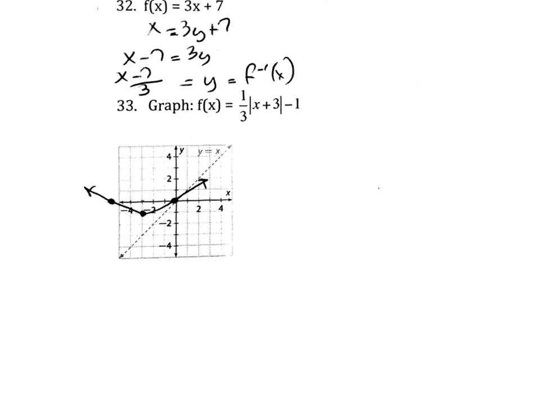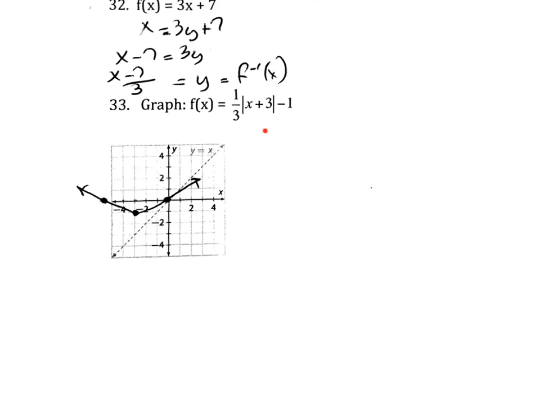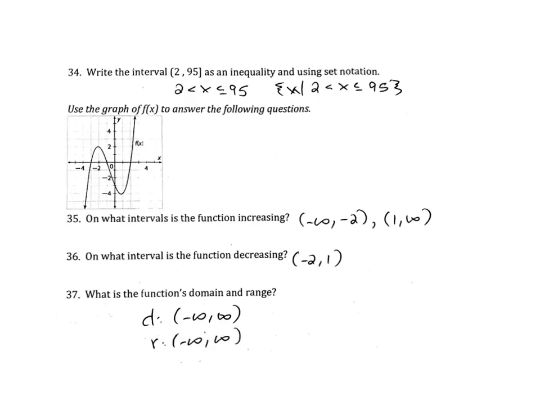33, graph an absolute value, which means it's a V shape. Do your shifting first. I got a +3 inside, so I go left 3. Got a -1 outside, exactly like you think. Go down. Now, the slope is out there, 1/3. Usually I would go up 1 over 1, but because it's 1/3, I'm going to go up 1 over 3. Up 1 over 3. Connect the dots. Got your V. Absolute value is a V.